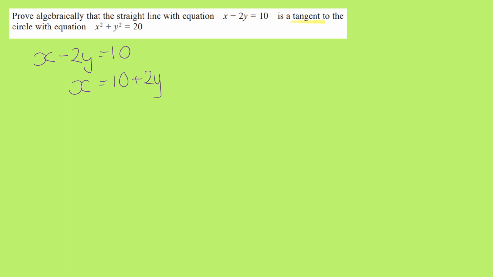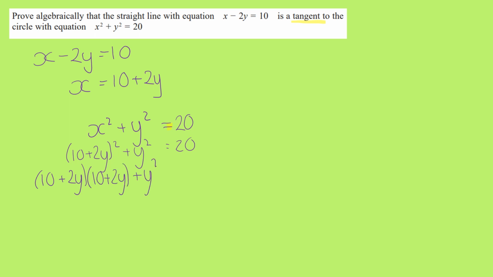Now then, let's substitute that into my equation. So I've got x squared plus y squared equals 20. Okay, so I'm swapping my x in, so I should have 10 plus 2y all squared plus y squared equal to 20. So let's get rid of my brackets. These are double brackets, not single brackets.